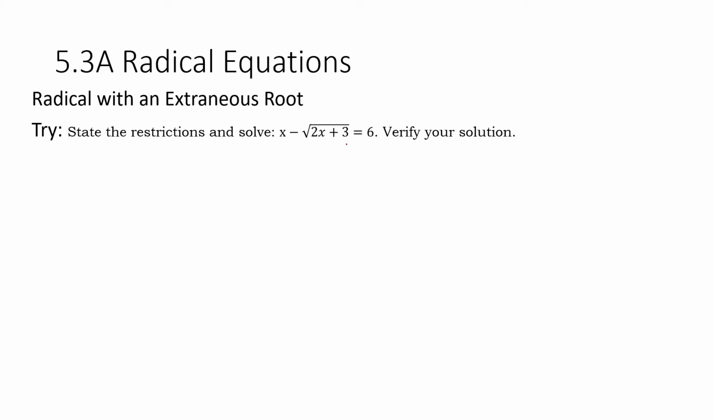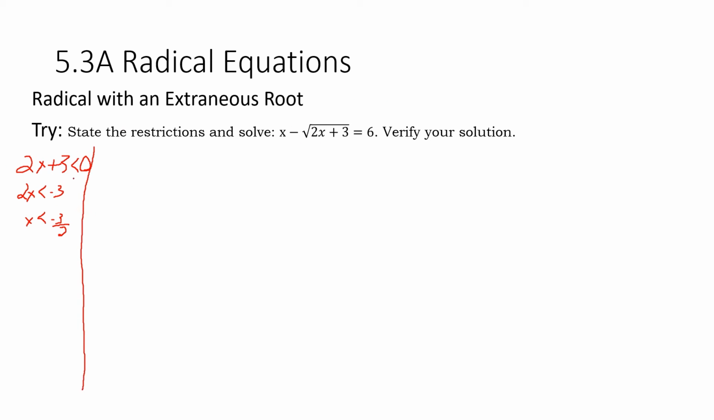So the square root of 2x plus 3, that needs to be a positive value. It needs to be greater than 0. So let's find out what would make this less than 0. So 2x plus 3, we want to find out what would make that less than 0. Subtract 3 from both sides, and 2x is less than negative 3. Divide both sides by 2, and x cannot be less than negative 3 over 2. If it were, you'd have a negative under the root. All right, so there's our restrictions.